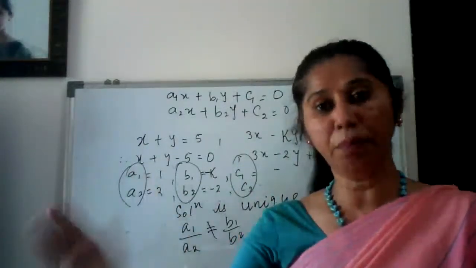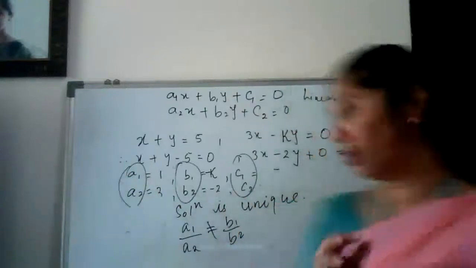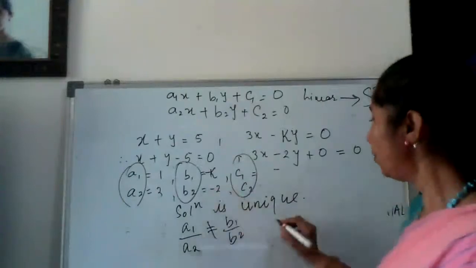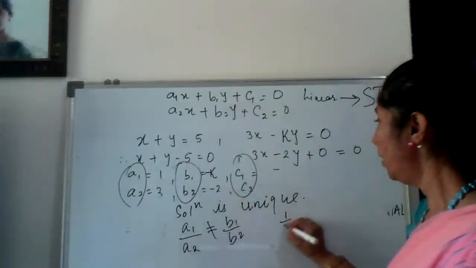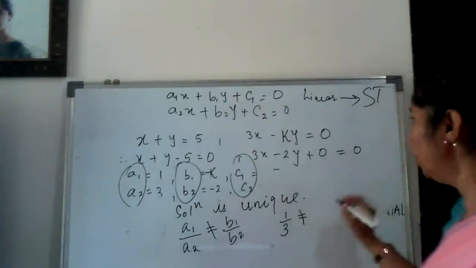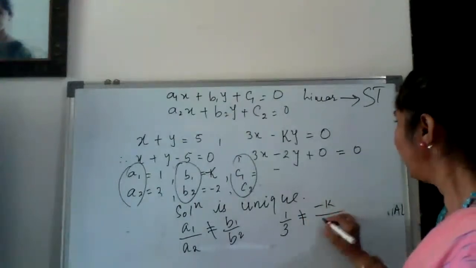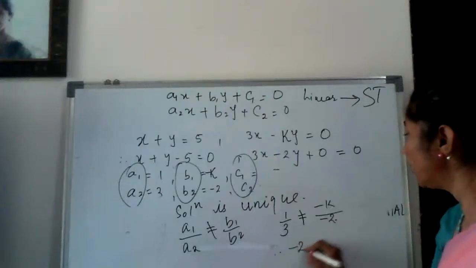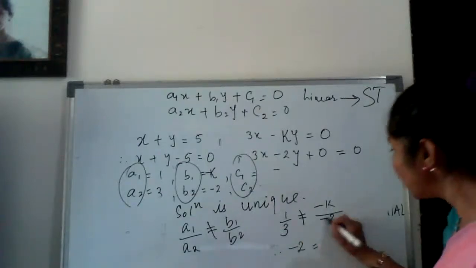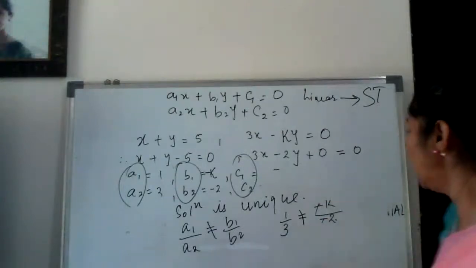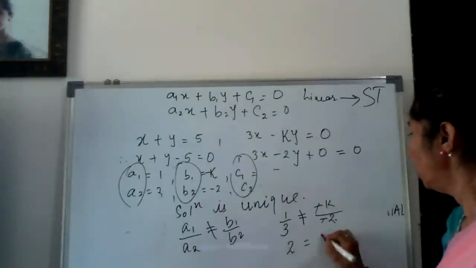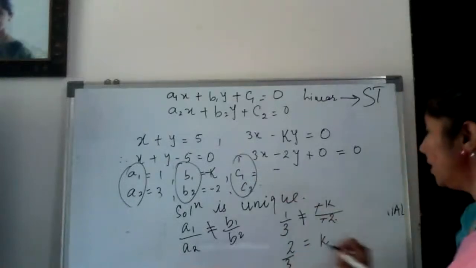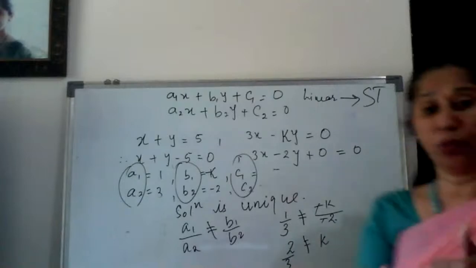It could go this way implying, or it could go with the reverse implication also. So we know a1 upon a2 is not equal to b1 upon b2. So when we do this, we get 1 upon 3 not equal to minus k upon minus 2. When we do cross multiplication, it is minus 2. Or you could cancel the minus signs also, that would be easier for us. So it is 2 upon k, and this is 2 upon 3. So you get k not equal to 2 upon 3.